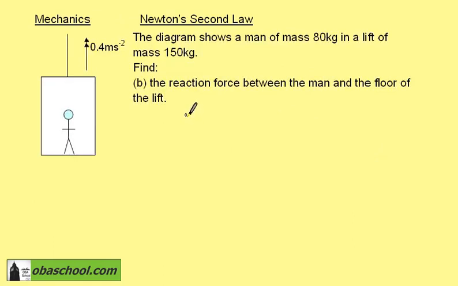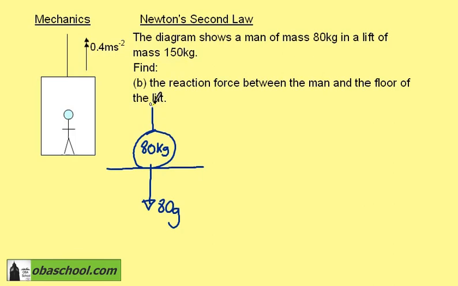In part B here, we want to find the reaction force between the man and the floor of the lift. The idea here is now to consider the man separately. So if we draw a diagram for the man and the floor of the lift, here is the man. He's got a mass of 80 kilograms and he's standing on the floor of the lift. His weight acts downwards, and the reaction force between the man and the floor of the lift acts upwards.